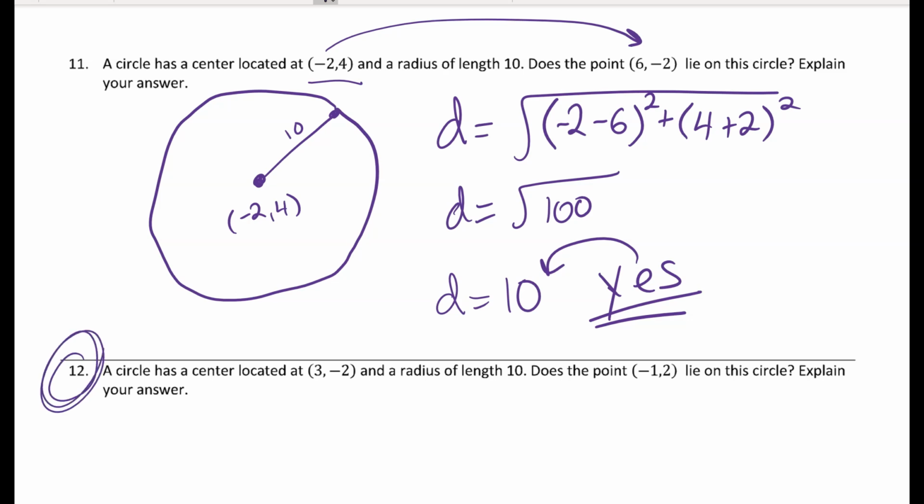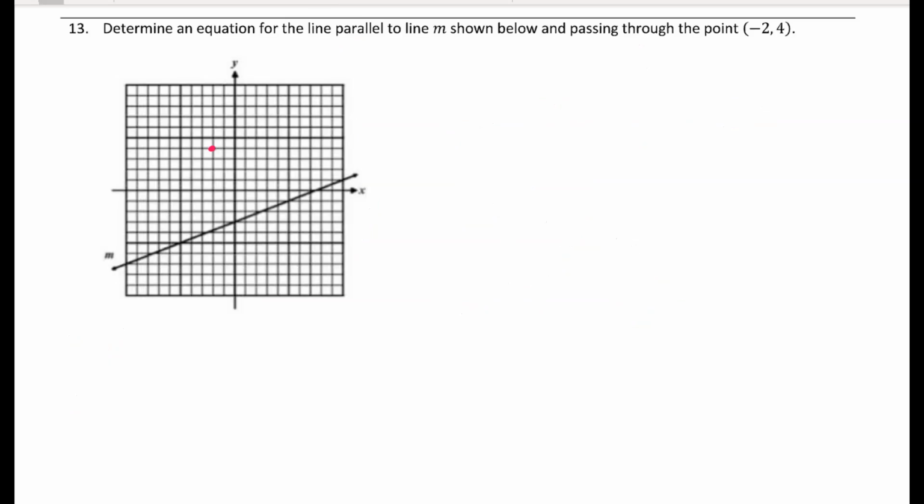I implore you to try number 12 on your own, which is a very similar problem, and check your work in the answer key. Number 13. Determine an equation for the line parallel to M, shown below, and passing through the point negative 2, 4.